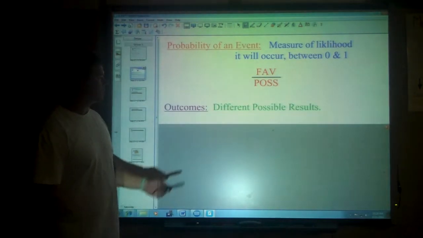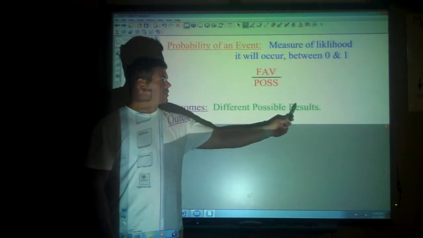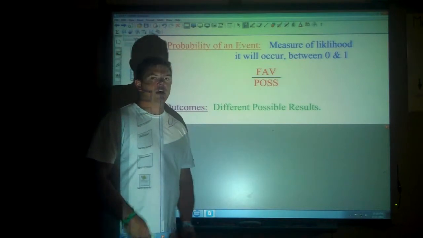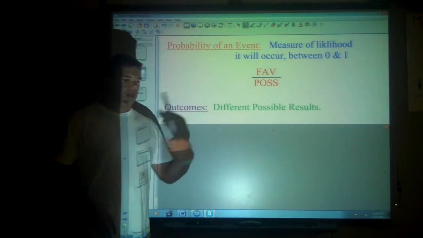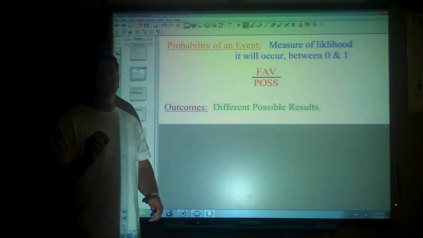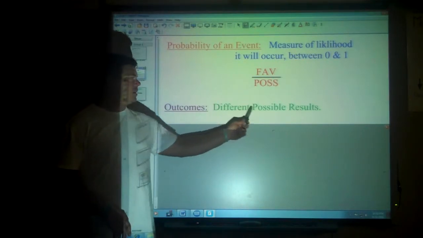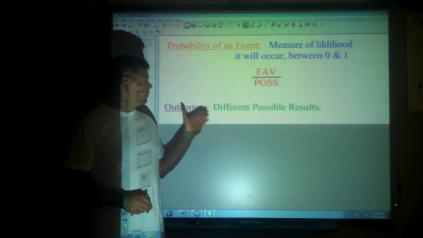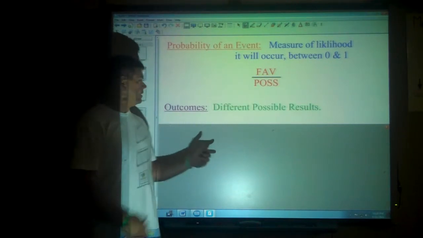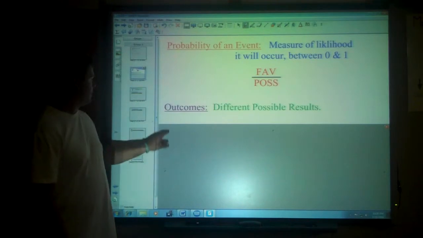All right? Outcomes. The outcomes are the different possible results. That's what would go down here. Flipping a coin has 2 possible outcomes, a head and a tails. A regular 6-sided die is going to have 6 different possible results. 1, 2, 3, 4, 5, 6. All right? So the outcomes that you could get, those are right here.